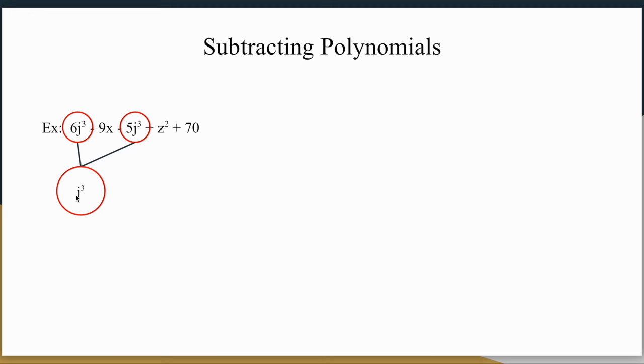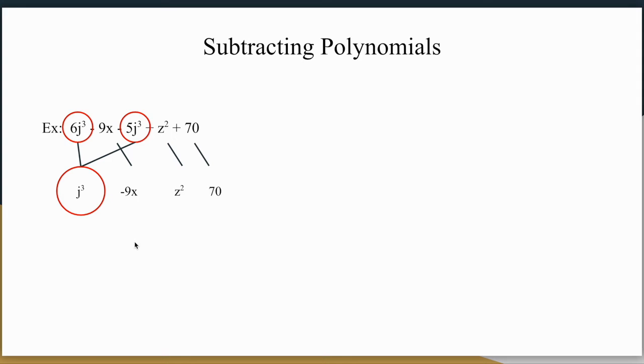Which happens to be j to the third. Why? Because we leave the variable and the exponents of the variable alone, which is j to the third, and we're going to subtract only the number in front of that variable, which happens to be 6 and 5. And 6 minus 5 is just 1, right? We can write a 1 here or just keep it alone, because any variable by itself has an imaginary 1 in front of it. Now we're going to bring down the other unlike terms, which happens to be negative 9x, z squared, which is positive but it's covered by the circle, and then positive 70.